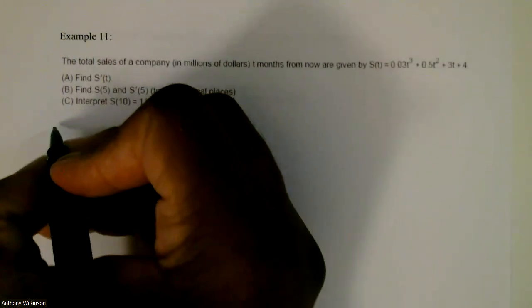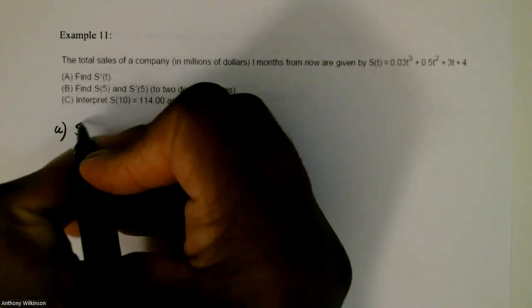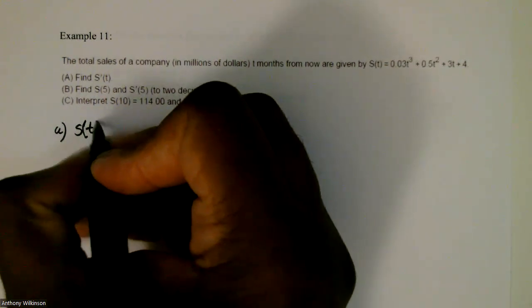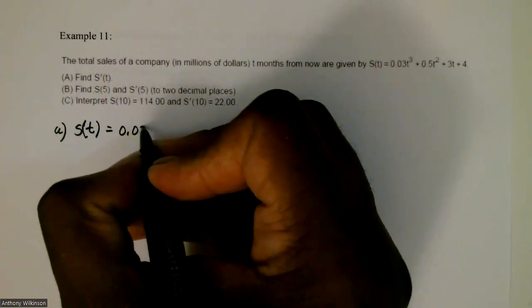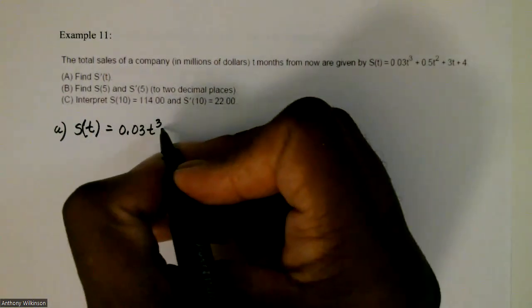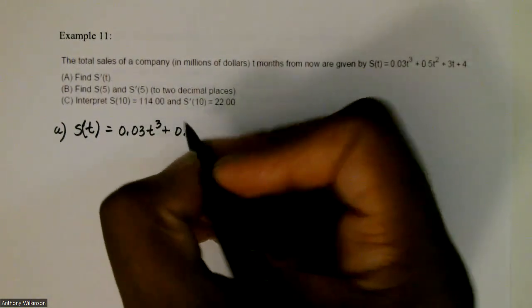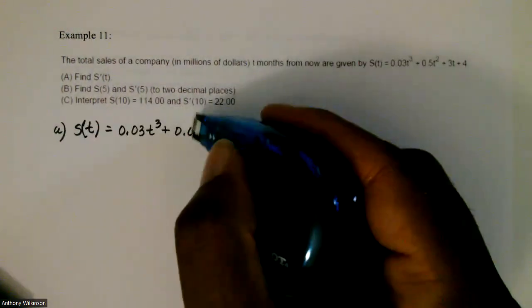So let's find S prime of T. Let me write S of T first. That's 0.03 T cubed plus 0.5 T squared.